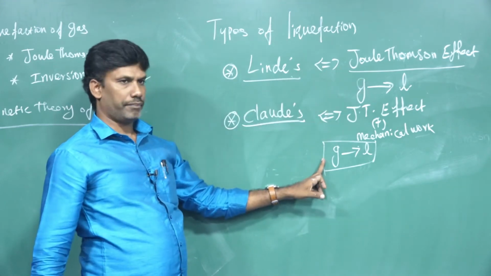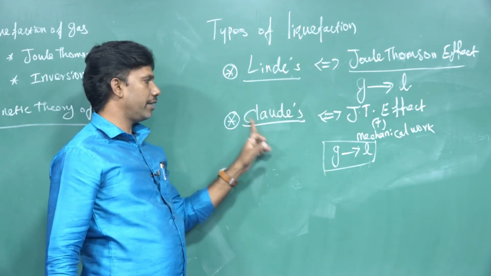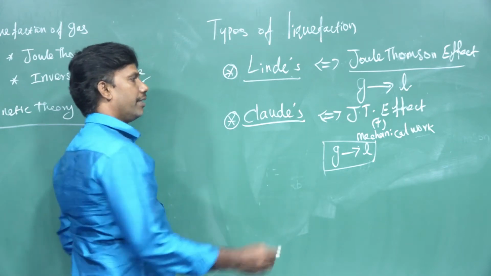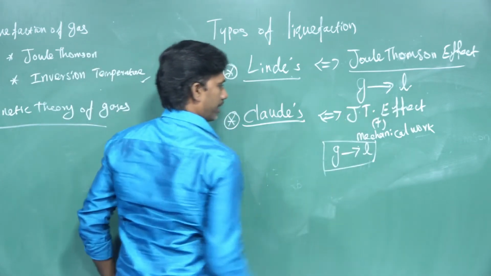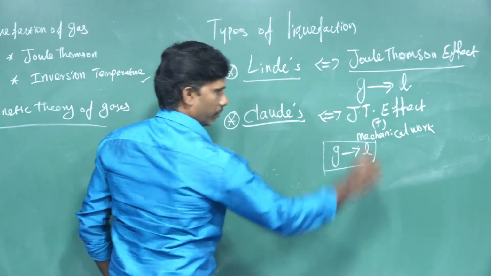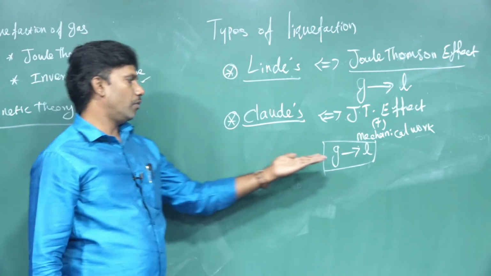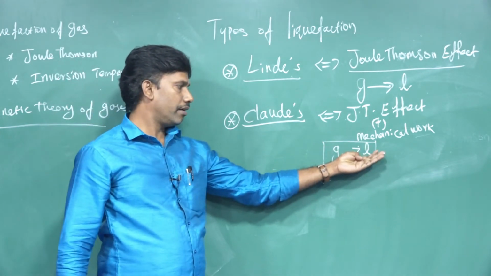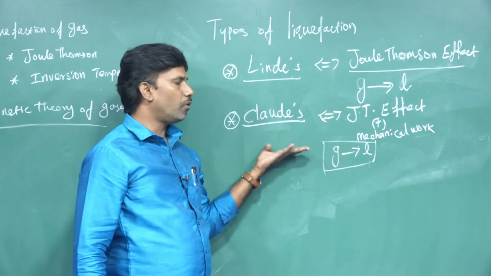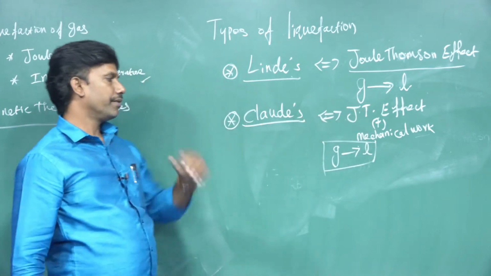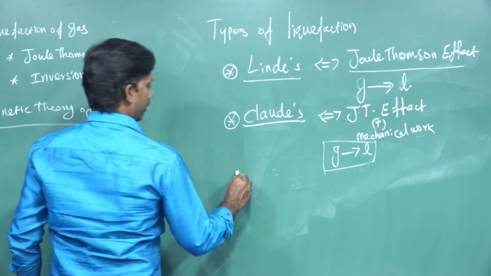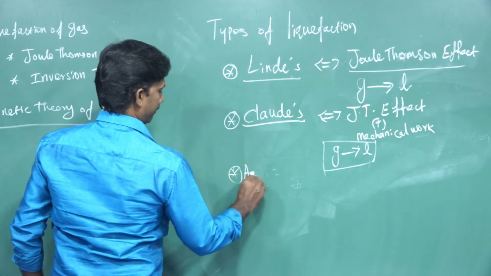More cooling may be produced in Claude's process, because in addition to the Joule-Thomson effect, we are adding mechanical work. With mechanical work, more gas can be converted into liquid, so more cooling may be produced. Then the third method is the adiabatic process.